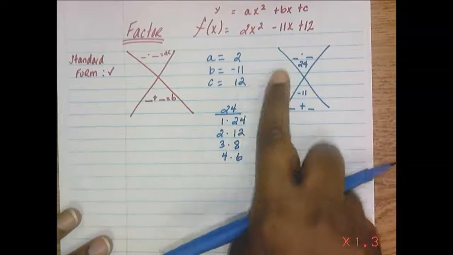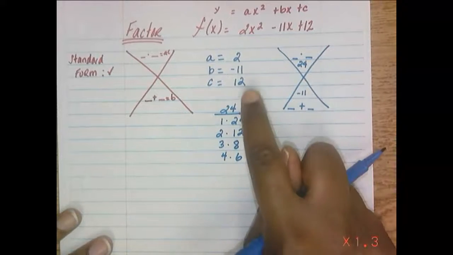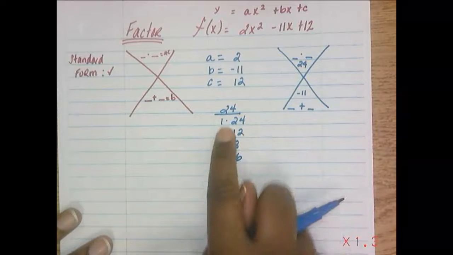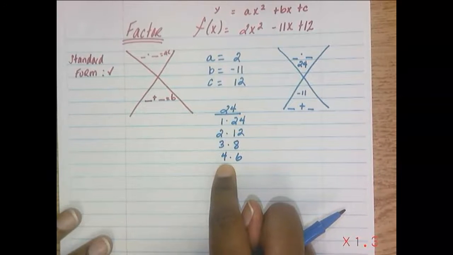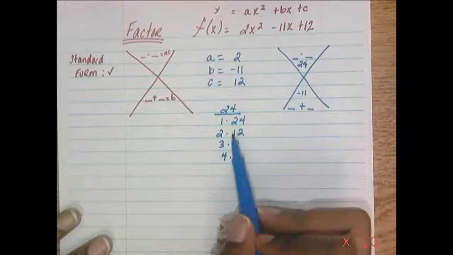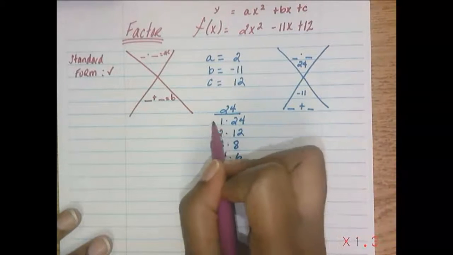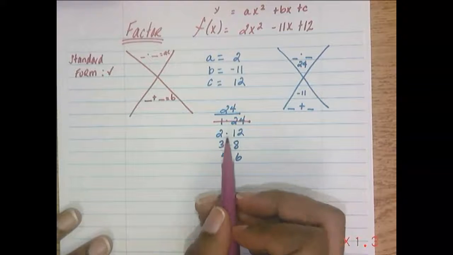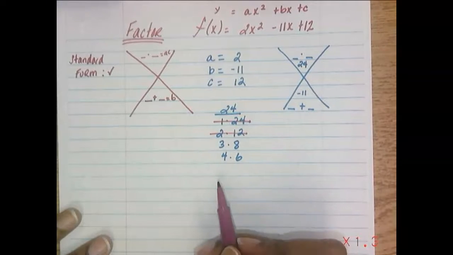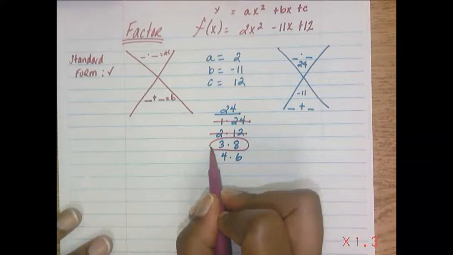I know I need two numbers that multiply and equal 24. You have the same two numbers. When I add them, it must equal negative 11. So I listed all of the factors of 24, or two numbers that multiply and give me 24. There's no way that I can add 1 and 24 and get 11. There's no way that I can add 2 and 12 and get 11. 3 and 8 in this case does work.